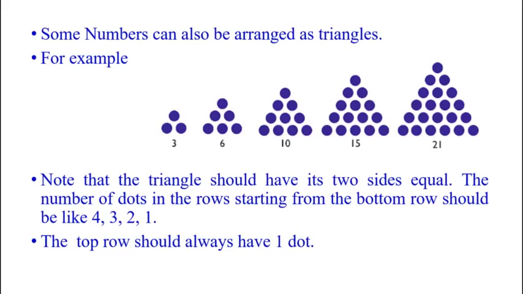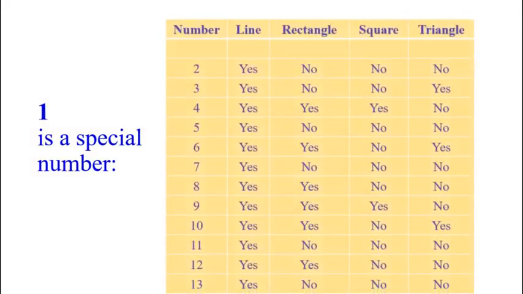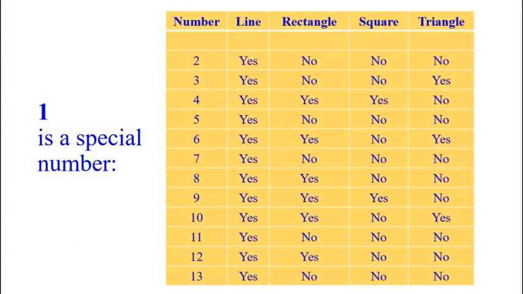So these numbers 3, 6, 10, 15, 21 and so on, these numbers are known as triangular numbers. So you have to remember 1 is a special number. So these are the numbers except 1 from 2 to 13. So which numbers are represented as a line, as a rectangle, as a square or as a triangle.